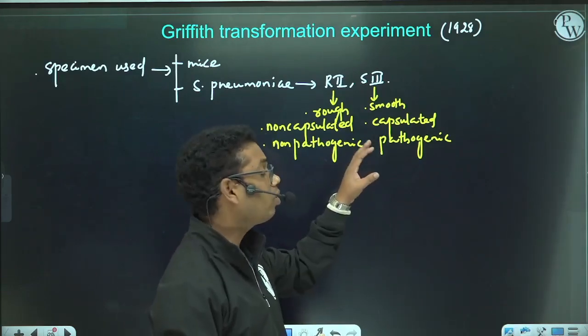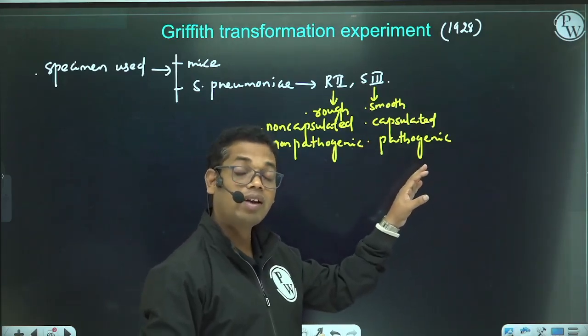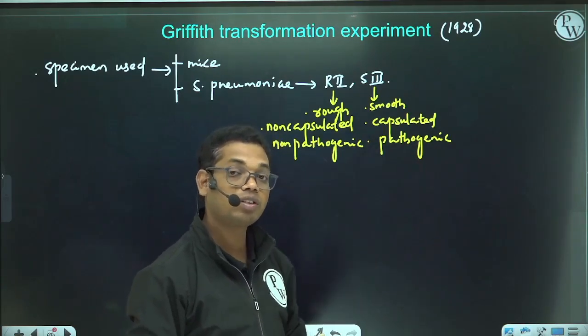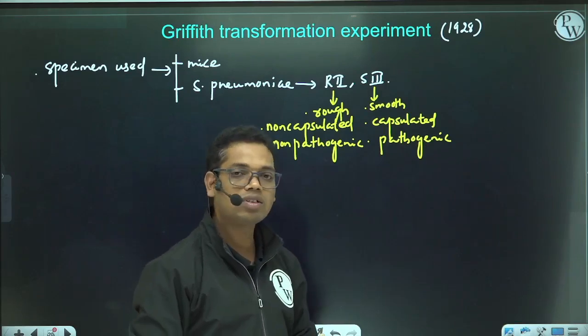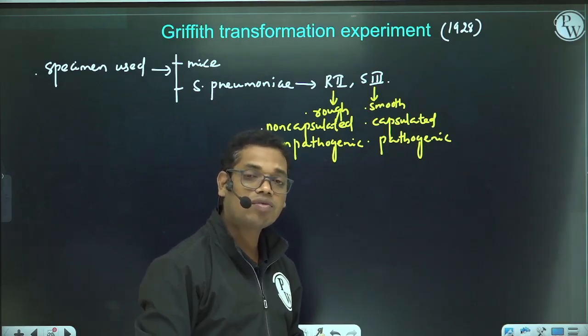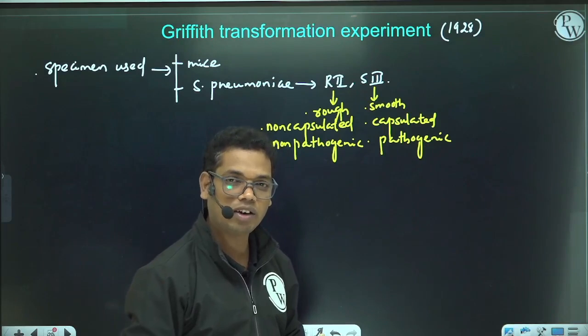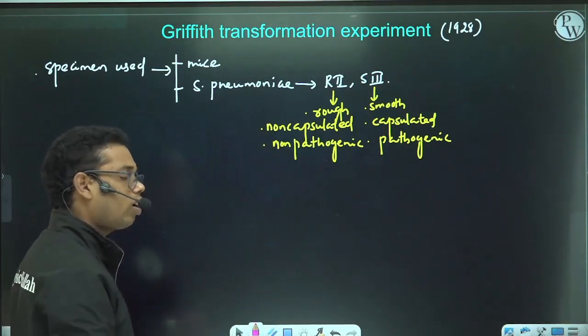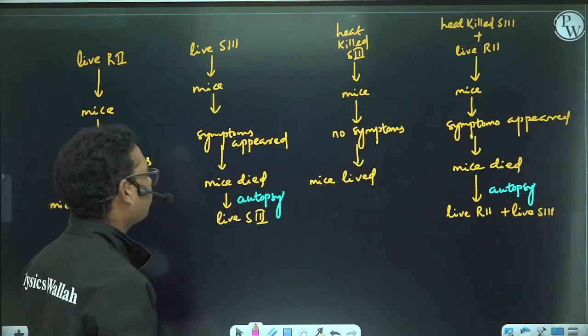Whereas this S form has a capsule. And because this capsule has the chemicals responsible for pneumonia, it will cause disease. Hence I will call this S form pathogenic or virulent. Okay. So how did he perform this experiment? Let us try to understand.